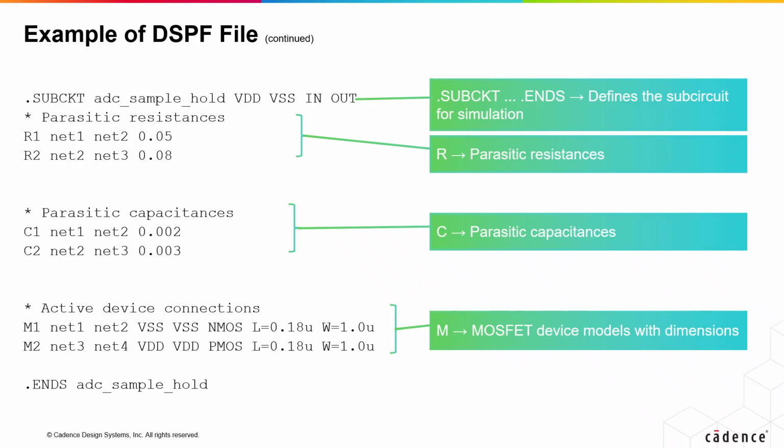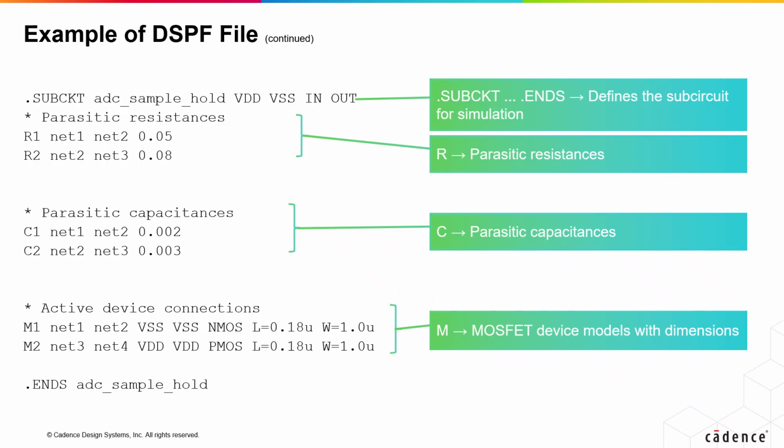This section presents a SPICE sub-circuit definition for the design ADC sample hold, encompassing both parasitic elements and active devices to facilitate accurate post-layout simulation. The line sub-circuit ADC sample hold VDD VSS in out defines the sub-circuit name and its external pins, VDD and VSS for power and ground, and in and out for signal connections. Inside the sub-circuit, the first section lists parasitic resistances extracted from the layout.